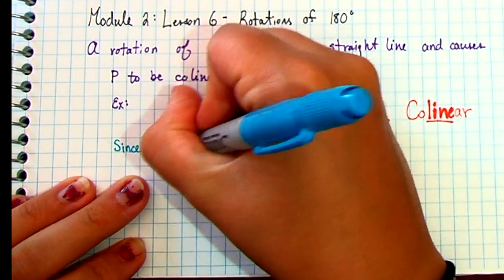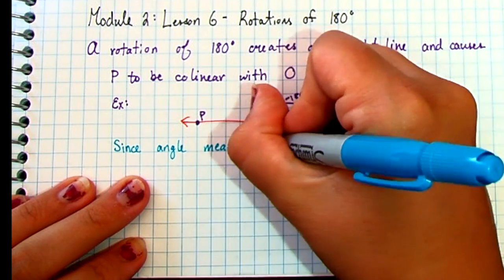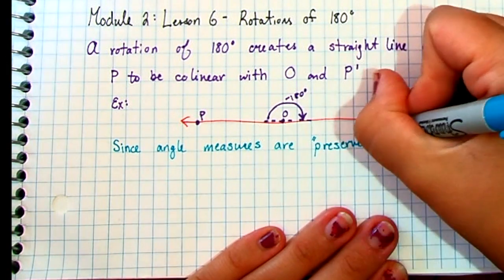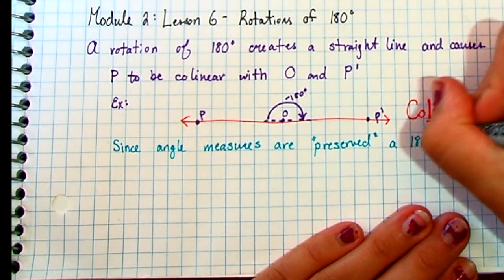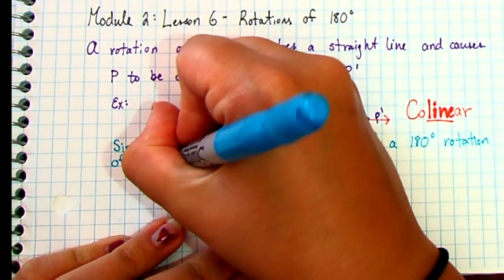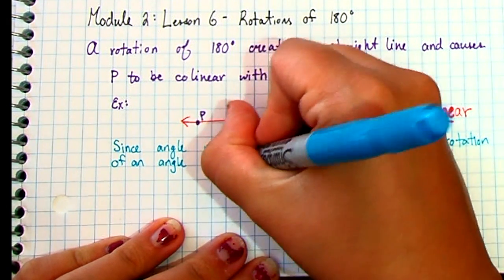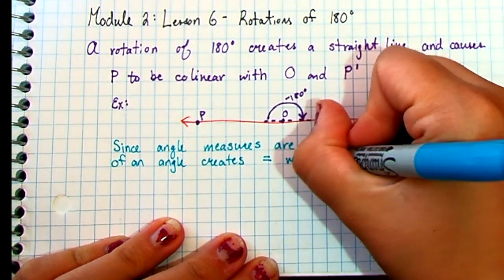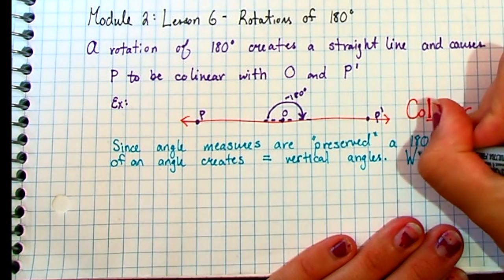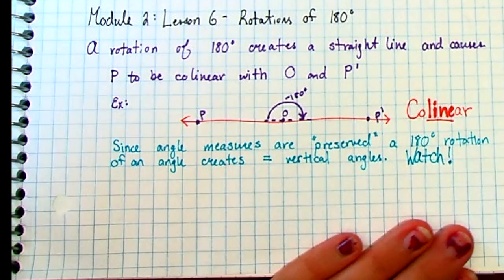Since angle measures are preserved, a 180-degree rotation of an angle creates a really interesting type of angle, which is called a vertical angle. And those are going to be equivalent all the time. So I'll show you a little example of what that looks like in a second.